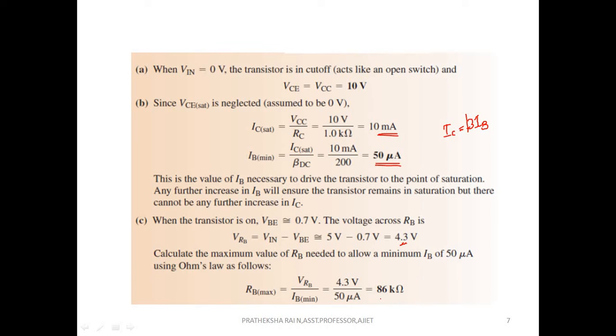This question is asked many times. I hope you have understood the different conditions we have to take here, when it is cut off, when it is in saturation, and how to calculate RB max.